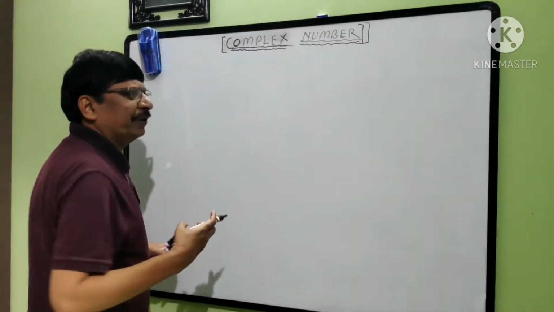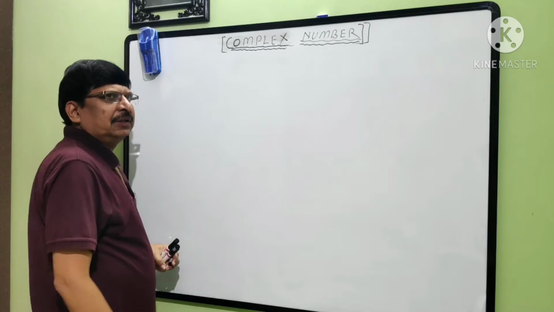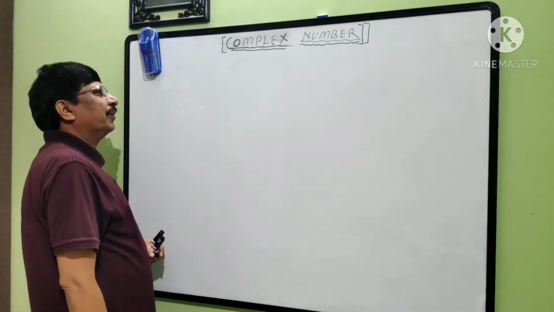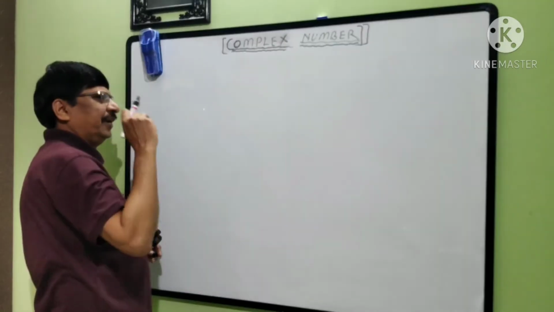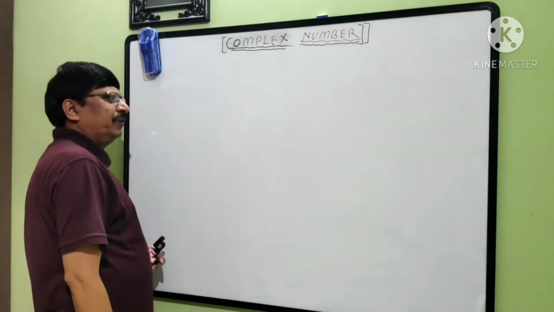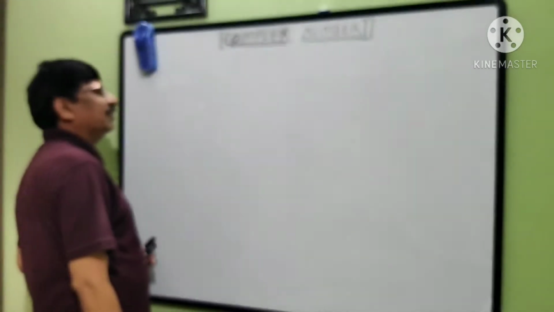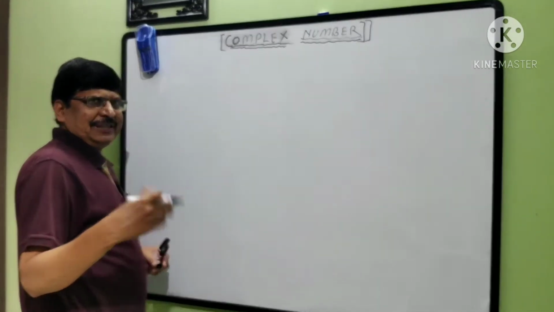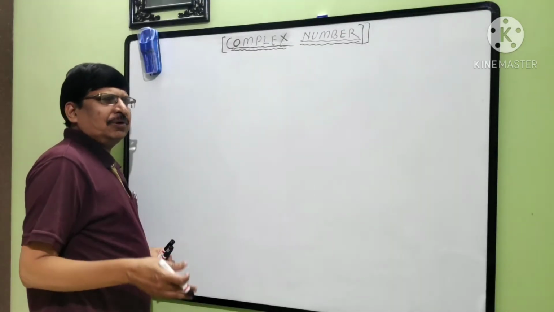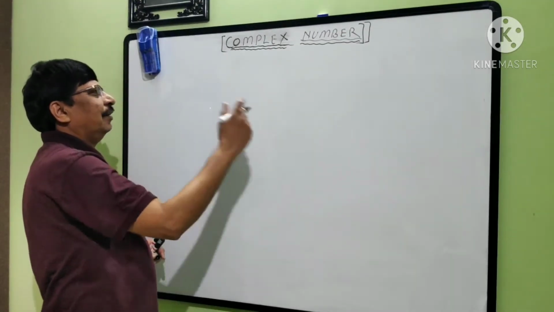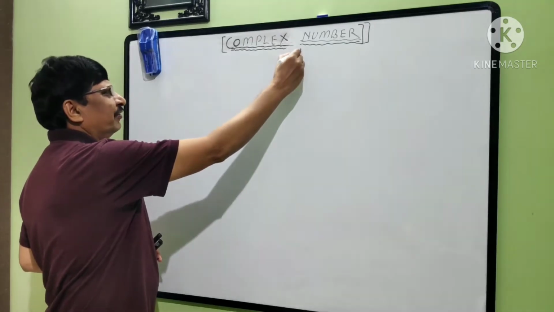Students, now we are going to start a new unit: complex numbers and matrices. Actually, two topics are together, complex numbers and matrices. I will tell you what you have to do about matrices, but I am going to take complex numbers now.